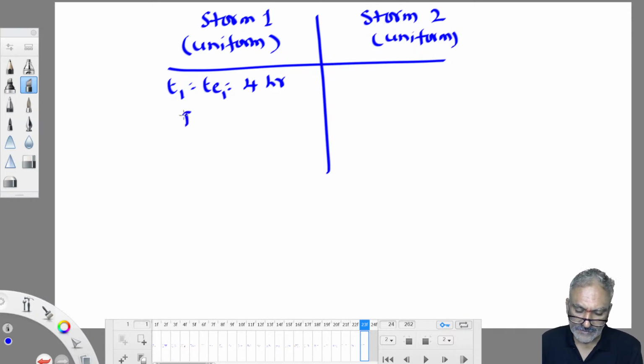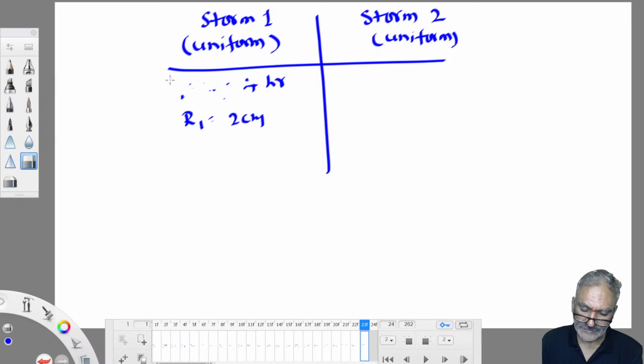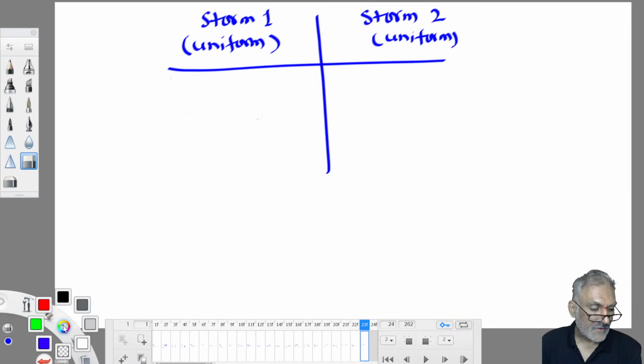Direct runoff R1 is equal to 2 centimeter. The 4-hour storm had 4 centimeter rainfall. Sorry, rainfall value is given now. Runoff is given, rainfall is given. Both storms have occurred in the same catchment.